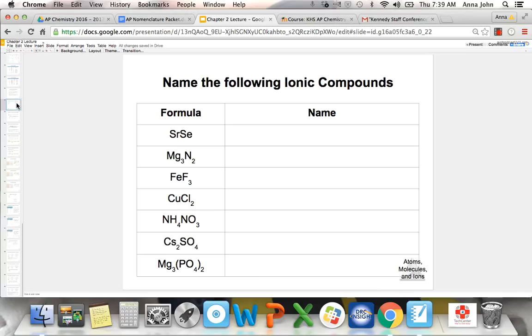And of course, I've got some practice for you. So our formula is strontium and selenium. Strontium is our cation, so we're just going to write the name. So Sr is strontium. And then selenium is just an element, so I'm going to take the ending off, "ium," and I'm going to add an "ide." So it's going to be selenide.